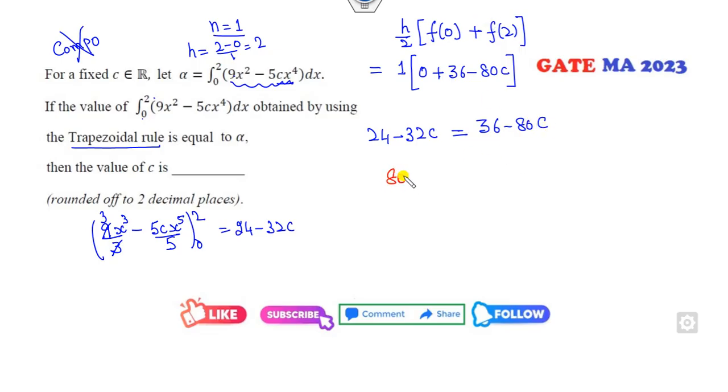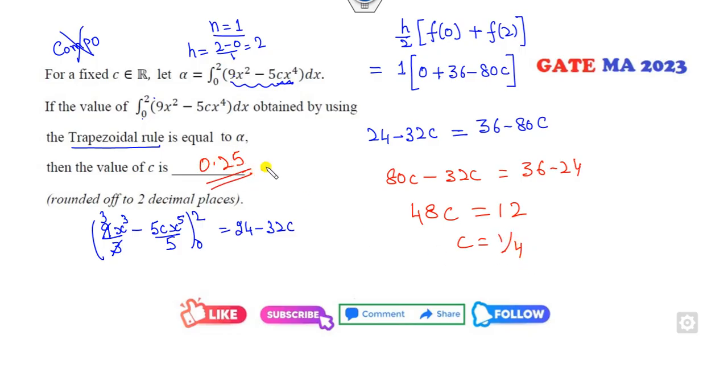So I can write 80c minus 32c, which is 36 minus 24. So 48c is 12. So c will be 1 by 4. 0.25 is the right answer.